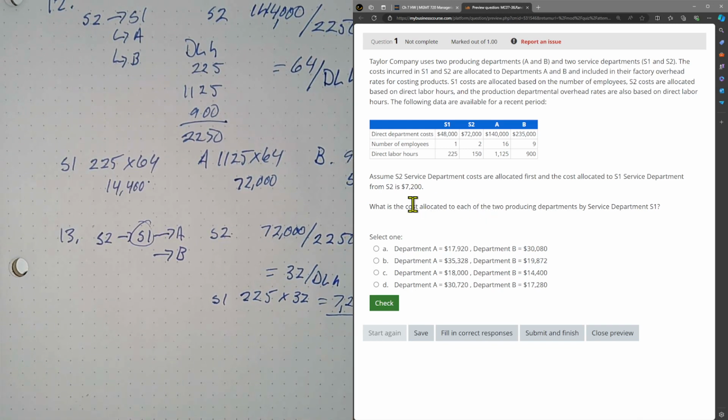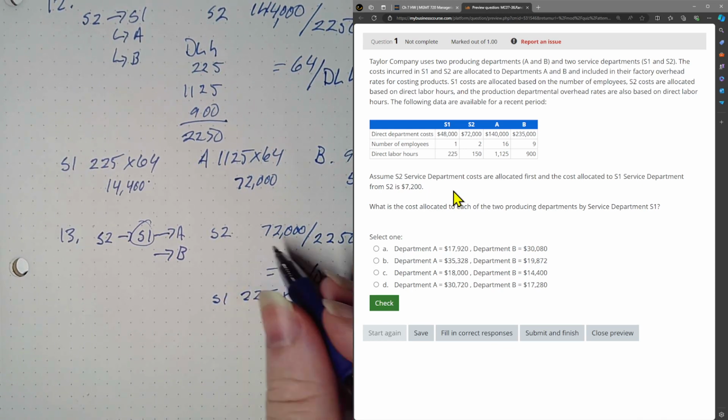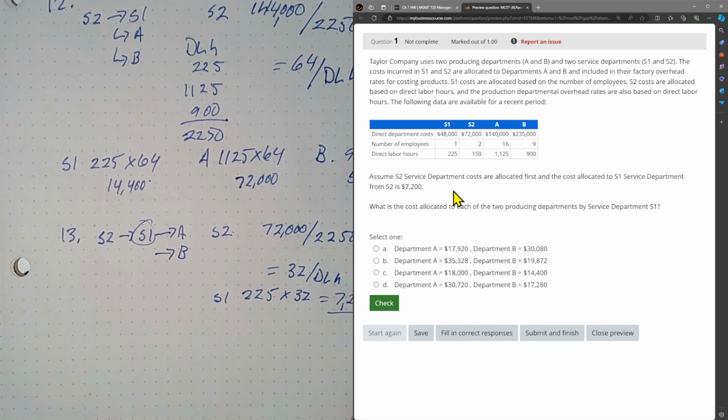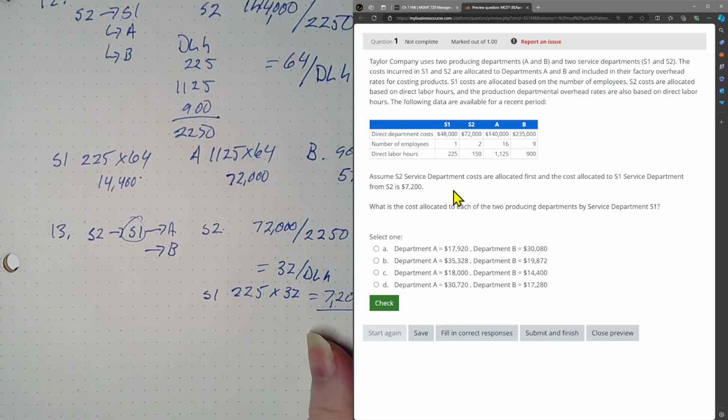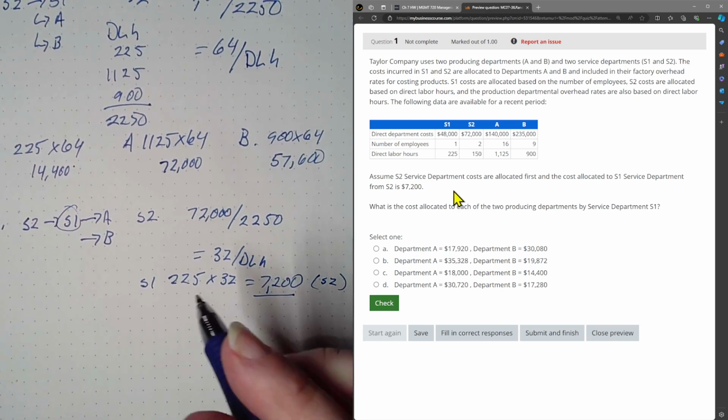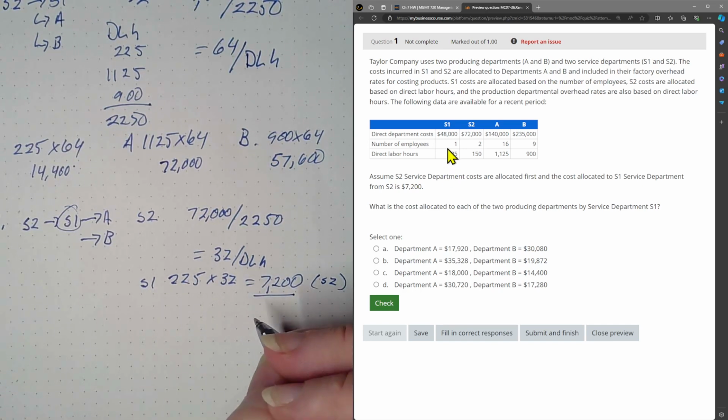And what did they tell us? Well, they told us 7,200. Okay, so I didn't need to do that, but just to show you where that number is coming from, they calculated it correctly. So for S1, what is passed from S2, this is the amount coming in from S2. S1 has its own cost, 48,000, right?